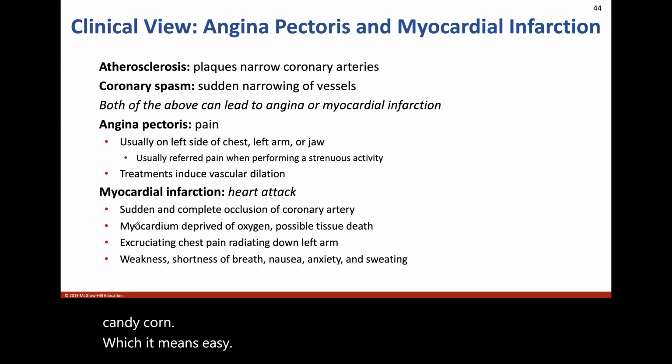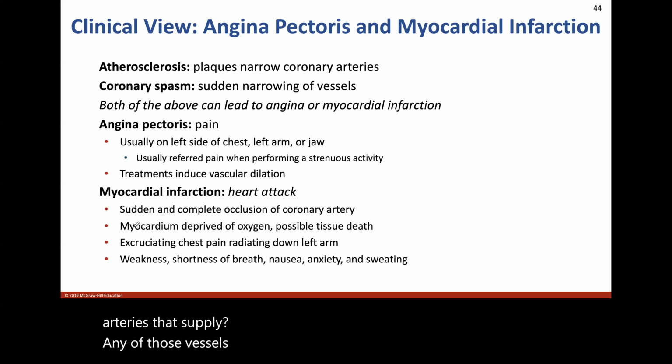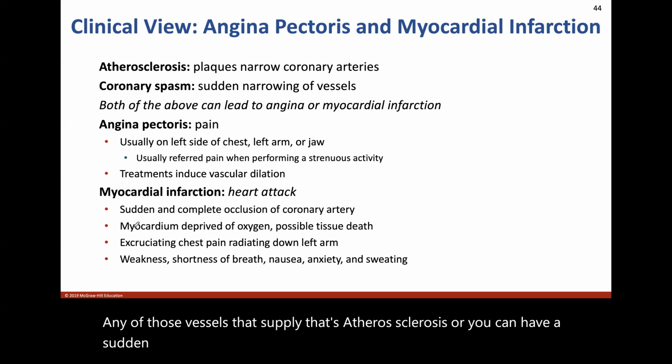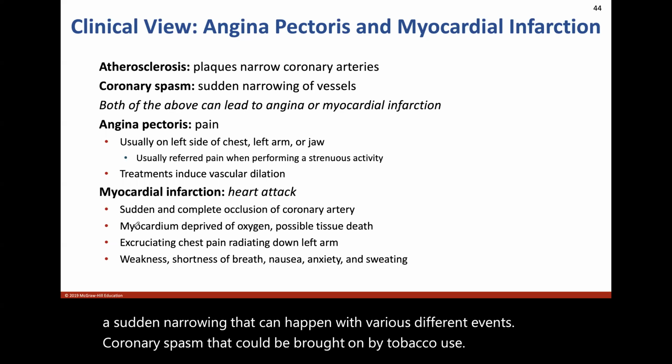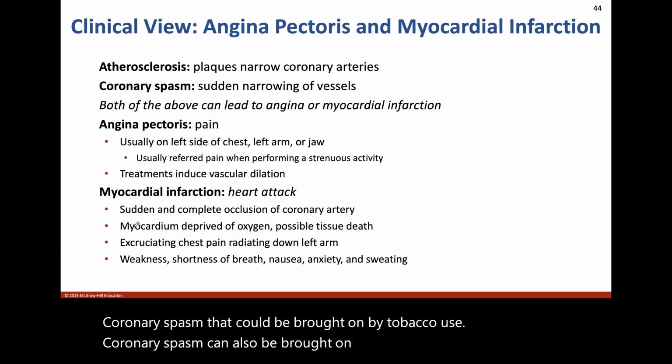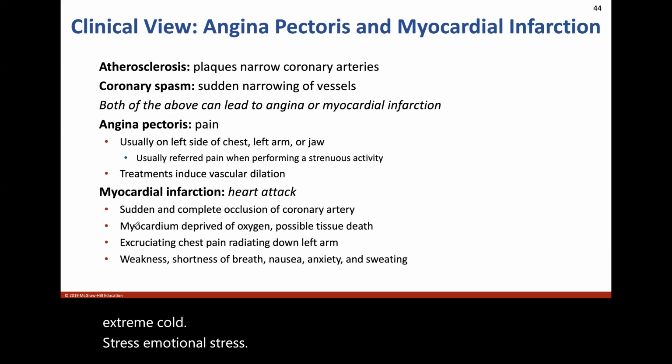So if for whatever reason you have a blockage or a narrowing of those arteries that supply any of those vessels, that's atherosclerosis. Or you can have a sudden narrowing that can happen with various different events. Coronary spasm can be brought on by tobacco use. Coronary spasm can also be brought on by exposure to extreme cold, emotional stress, cocaine, amphetamines. So that can cause that.